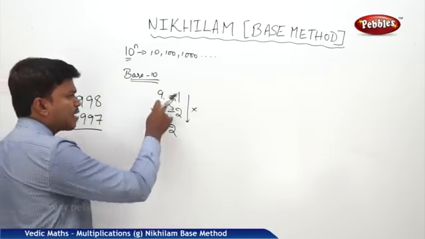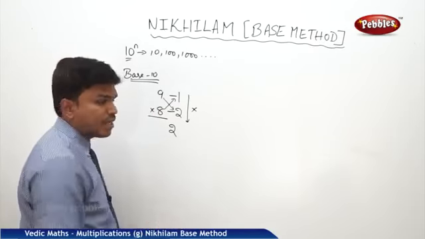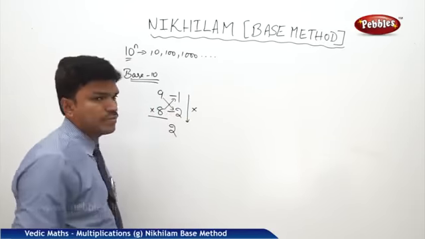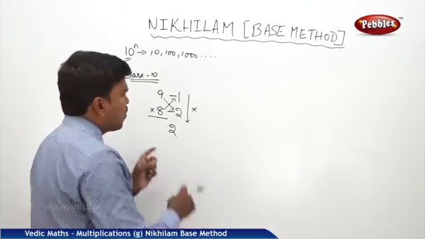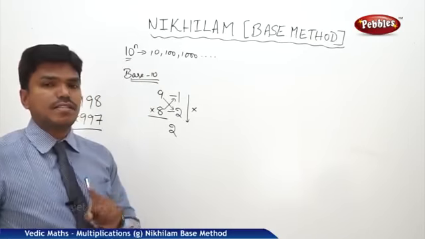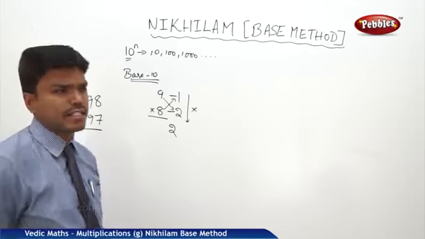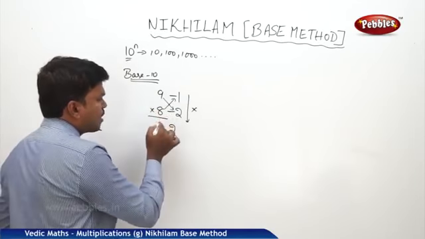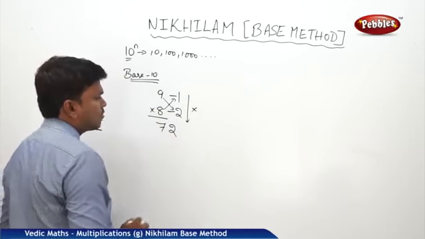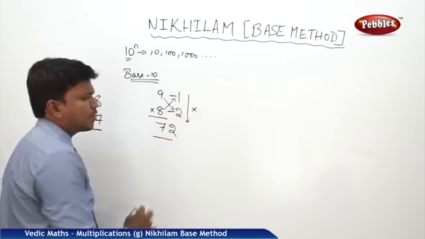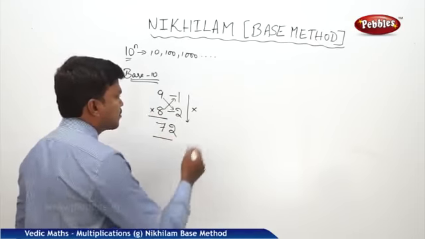Now you tell me what is 9 minus 2? 7. 8 minus 1, this is also 7. Both ways you are going to get the same number in any other case. So 9 minus 2 is 7. So what is the answer? 72. One more example.